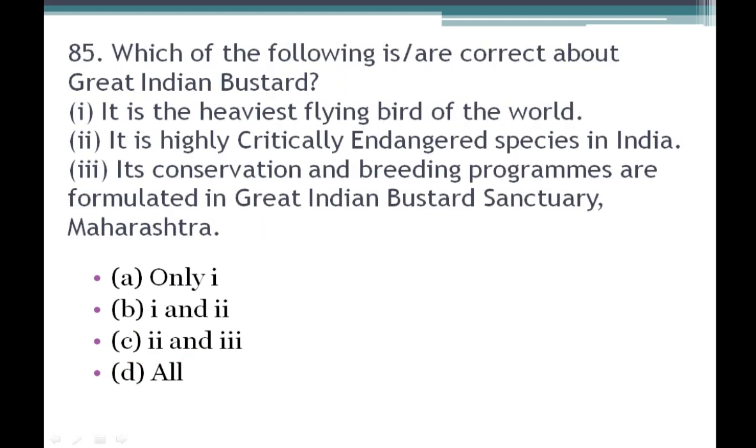Question number 85. Which of the following is or are correct about Great Indian Bustard? Number 1. It is the heaviest flying bird of the world. Number 2. It is a critically endangered species in India. Number 3. Its conservation and breeding programs are formulated in Great Indian Bustard Sanctuary, Maharashtra. The correct answer is option B, that is 1 and 2 only.